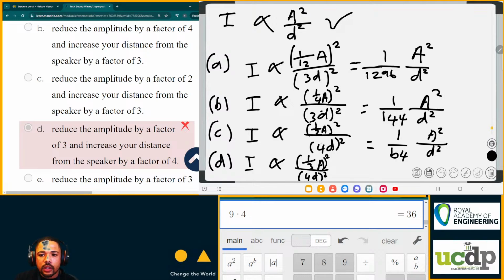Let's check C. C, reduce the amplitude by a factor of 2, and increase it by a factor of 3. Sorry, here this one becomes 16, so it's 16 times 9. This one should not be correct. It should be this one here. Number C, I wrote down wrong. Can you see that? A half. It should be reduced by a factor of 2 and increase the distance by a factor of 3. So this distance here was written wrong.